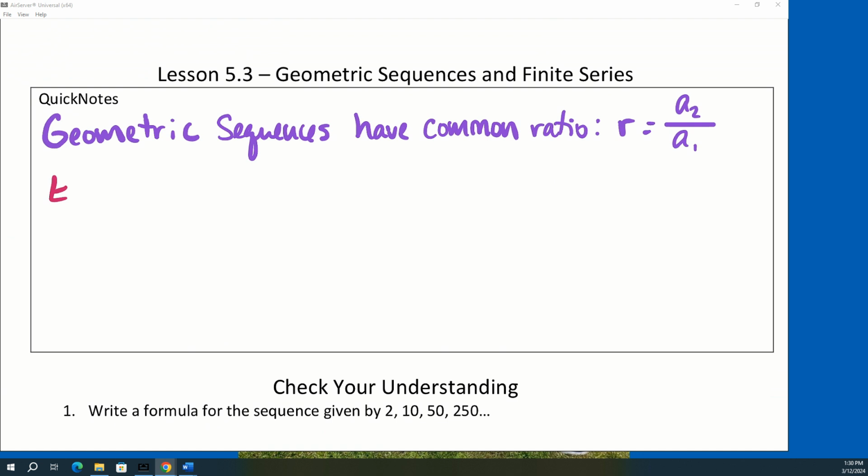All right. We already figured out how to do the explicit formula because you did it on the other side of the paper. So on numbers 1 through 4, you were figuring out the explicit formula. So if I want to find the nth term, a sub n, I just take the first term and multiply it by the common ratio raised to the n minus 1.